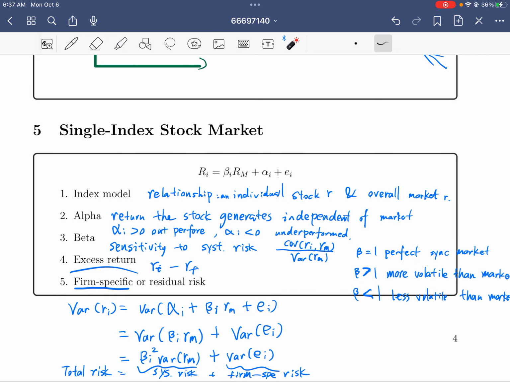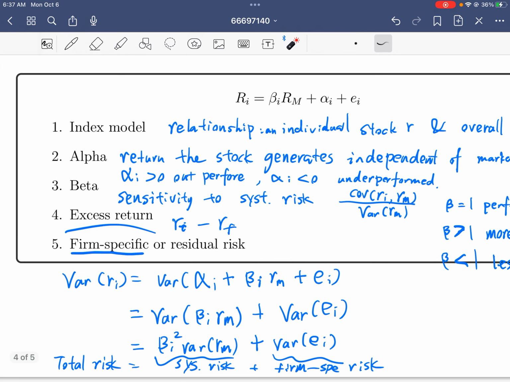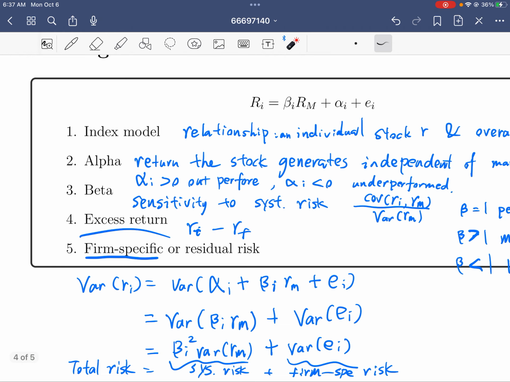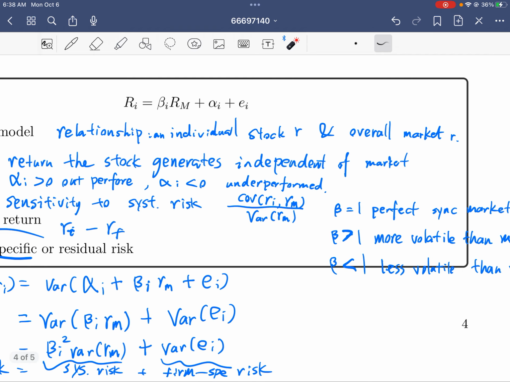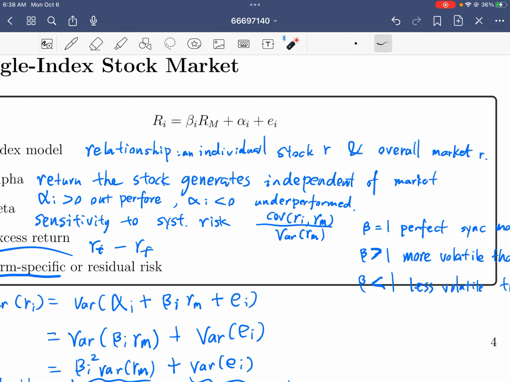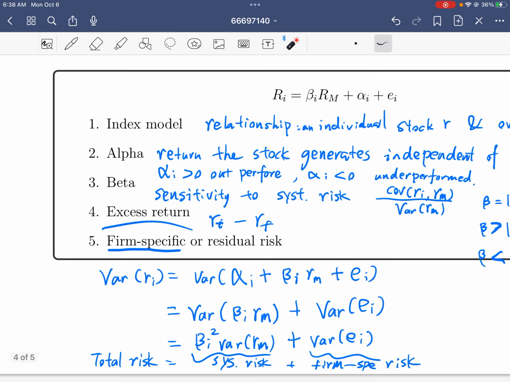In this model, it shows us the relationship between an individual stock and the overall market return. So this plot shows the relationship of an individual stock and the market, and it's a linear relationship between the two returns.